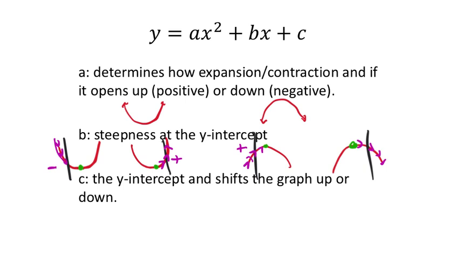But you notice right here, when we look at the a value, we're just looking at which direction the arrows are going. For the slope at the y-intercept, we have to determine which direction it's going from left to right. So that's also pretty important right there. This is a left to right basis.